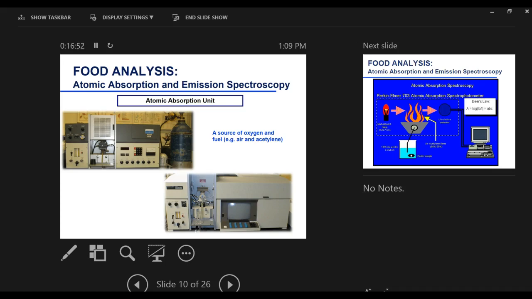Okay. On the other hand, if the flame is too hot, then you break the bonds, and you have the atoms, and the atoms will be converted to ions at high temperature. And these ions absorb at different wavelengths, so you will get underestimation. That is one of many reasons for underestimation if your flame is too hot. But if you are an experienced analyst, you will know how to adjust your air and acetylene to avoid either a cold or too hot flame.